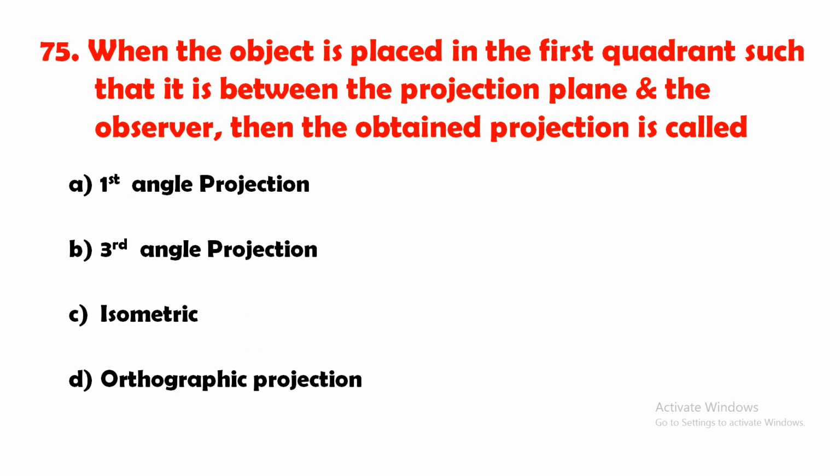When the object is placed in the first quadrant such that it is between the projection plane and the observer, then the obtained projection is called as first angle projection, third angle projection, isometric projection, orthographic projection. The answer is when the object is placed in the first quadrant such that it is between the projection plane and the observer, then the obtained projection is called as the first angle projection.